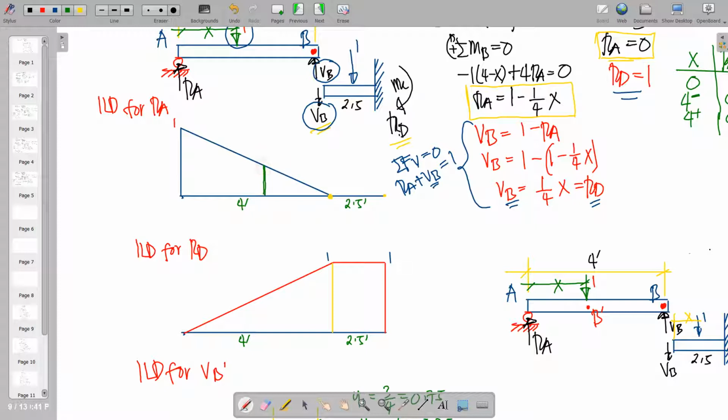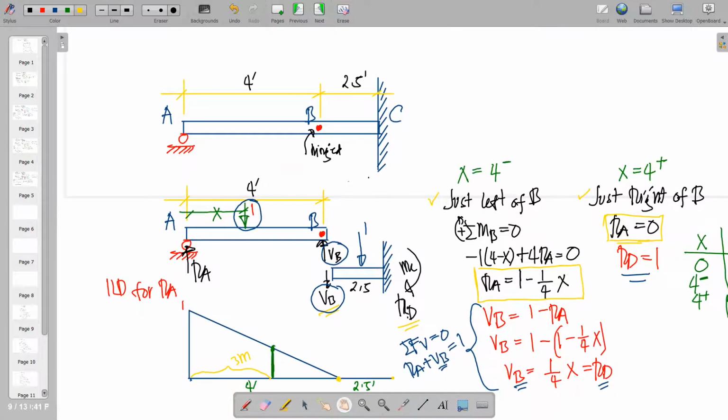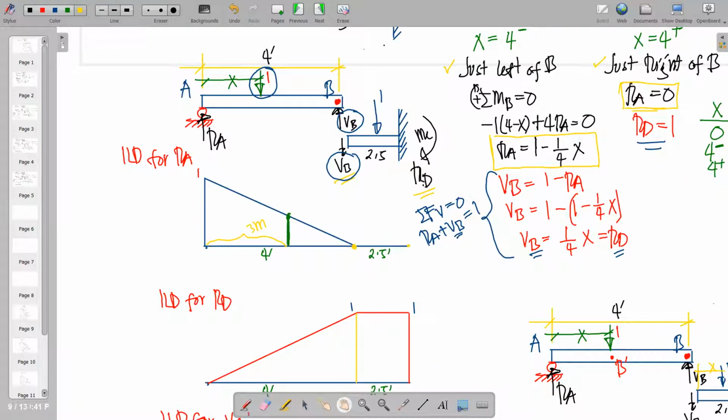this particular value. So we need to get this value, wherein this is 3 meters. Because we are concerned with moment at 3 meters from A and shear 3 meters from A. So this is A. So we measure 3 meters. We need to get the value of RA at X is equal to 3 meters.